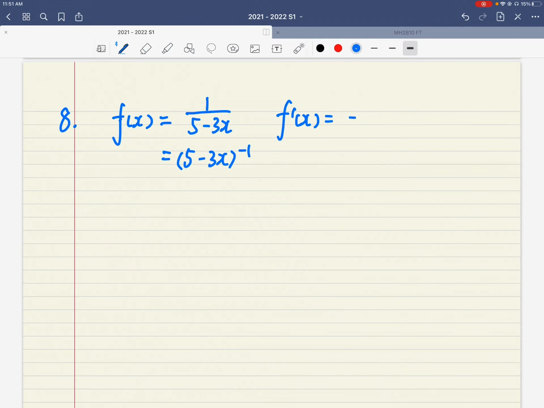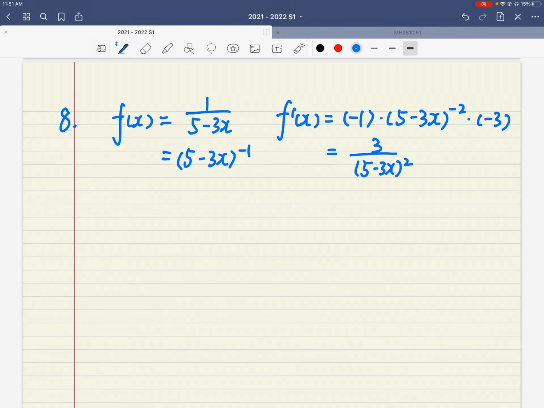So use the chain rule, so it's -1 times (5 minus 3x) to the power of -2 times -3. Okay, so it is 3 over (5 minus 3x) squared. If the question didn't ask you to use a definition, you can just differentiate the function like this, as you usually do. But now we can't do this here because this is correct, but it's wrong in problem 8, because problem 8 specifically asks us to use a definition.